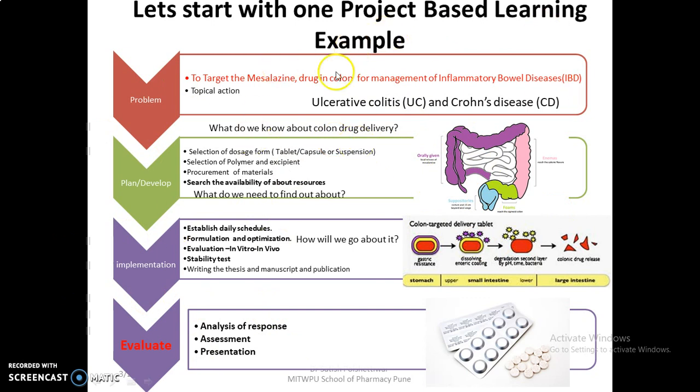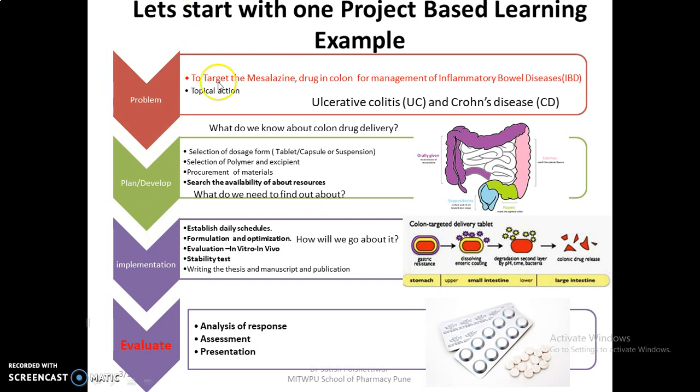How does project based learning work? First you have to identify the problem. See, this PBL works in four verticals. One is the problem. You have to identify the problem, then make a plan, develop it, then implement it and evaluate it. This is called the PBL model.